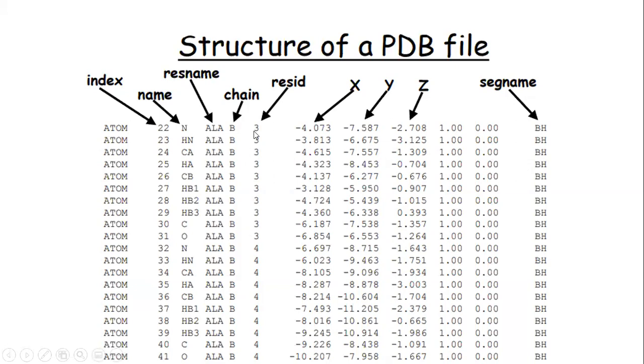And this is the residue number. This is the residue name, and this is the third residue in this protein. And these are the XYZ coordinates, the location of this atom. I told you that each atom has a specific position in 3D. This is the initial location in space.